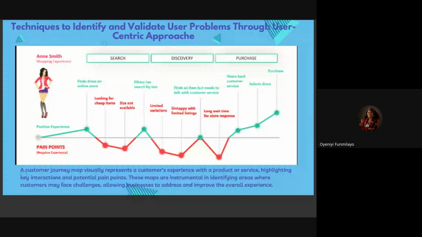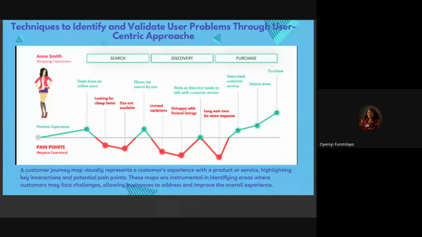You write out all the positive experiences that a user is going to have with your product. You want them to find a dress, you want them to filter the search by sizes, you want them to find the item, and maybe they need to talk to customer service. You provide the customer service to them, and then from there they can select the dress or purchase. Now, all these positive things you have written, you will now ask yourself, what will be the negative thing of that positive thing?